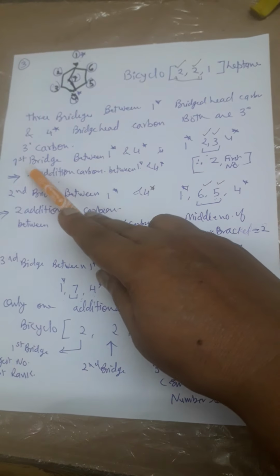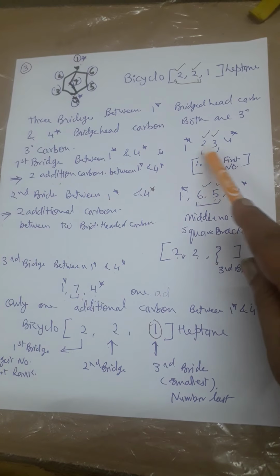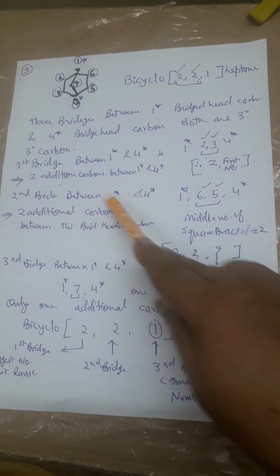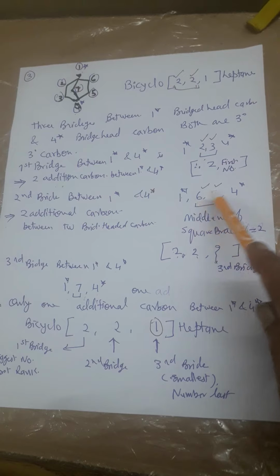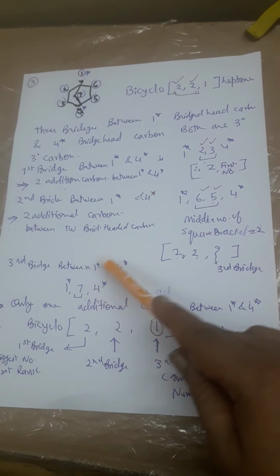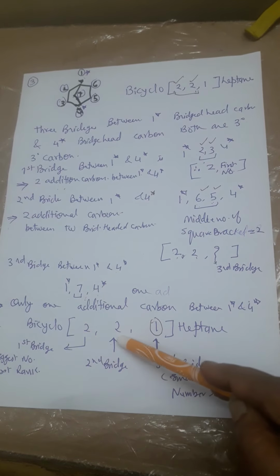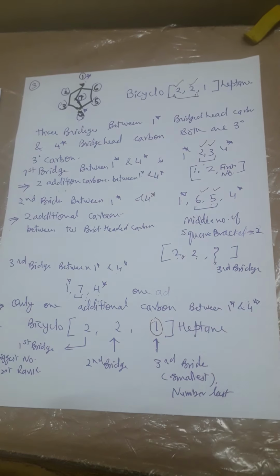3 bridges I discussed. 1 bridge between 1 and 4 has 2 and 3, 2 additional carbons. In the second bridge the additional carbons are 6 and 5, so 2 additional carbons. And in the third bridge only 1 additional carbon, 7, between 1 and 4, so 1. So that is why bicyclo 2, 2, 1 heptane is the name of the compound.